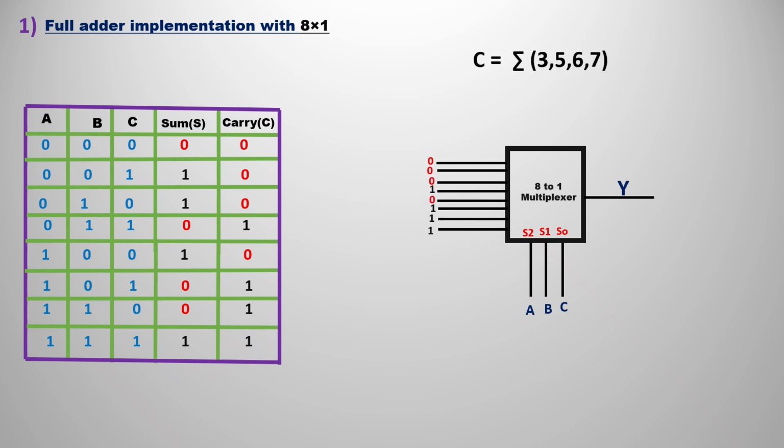So for the carry, the same thing. You have to just pass all the carry column-wise directly, and you have to take the select lines as A, B, C directly. The same thing. So this is the first method for the implementation of the full adder with an 8x1 multiplexer.